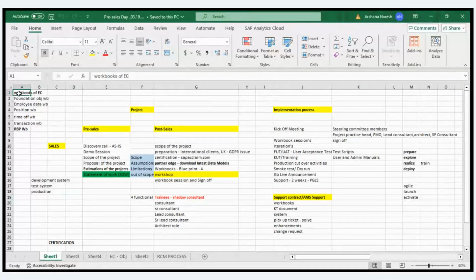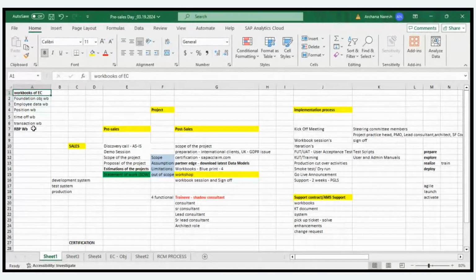Okay, great. So basically, you know what the workbooks are that are present in Employee Central, right? We'll talk about this later. What are the workbooks that we have? Okay, so please start from here and try to understand from here. Any project will have two segments. One is pre-sales, one is post-sales.